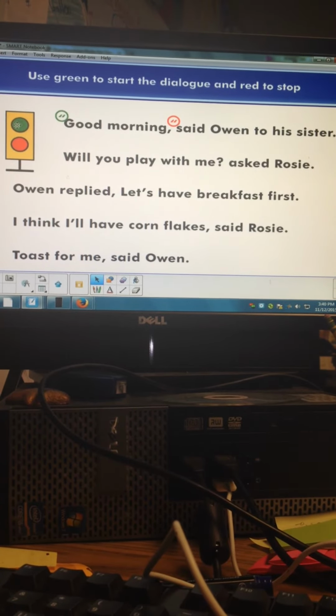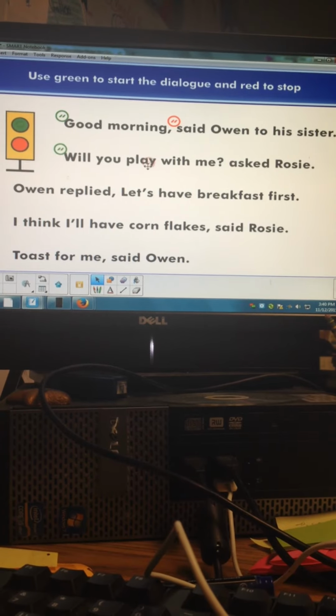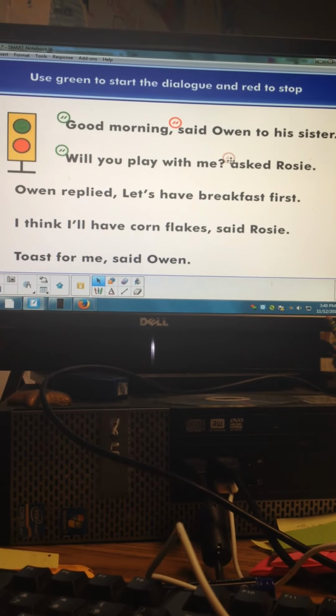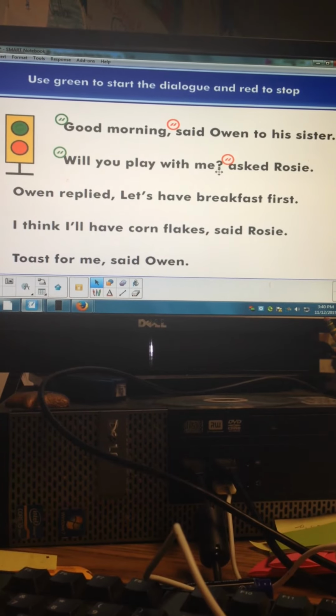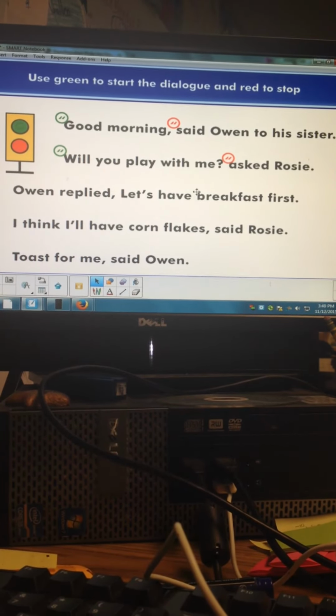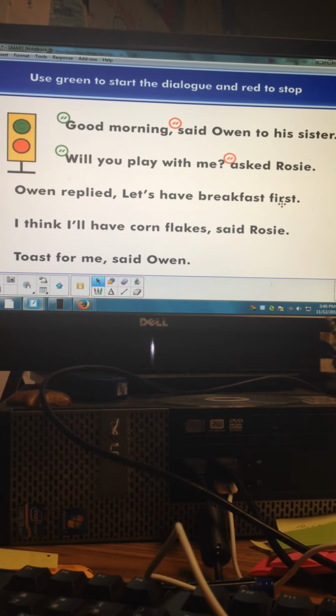"Will you play with me?" asked Rosie. This is where it starts. The red is where it ends. So she actually said aloud, "Will you play with me?" Notice again, the question mark is inside the quotes. Owen replied, "Let's have breakfast first."